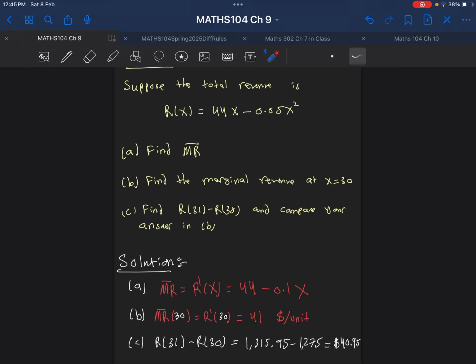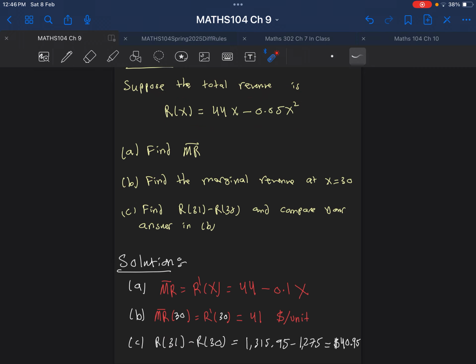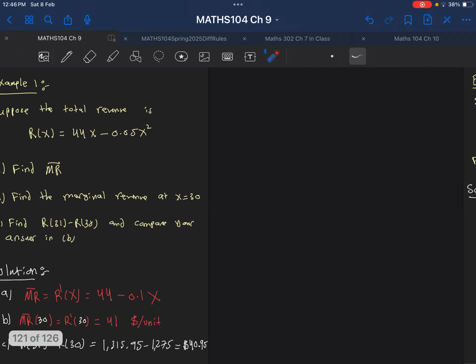Now the problem is that sometimes I'm not able to find R31 exactly. I have this formula only for x less than or equal to 30. So the marginal revenue is a very good, accurate estimation of what will happen next. But sometimes, of course, I can substitute 31.